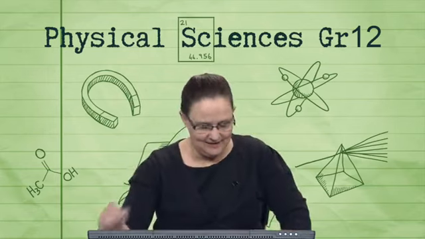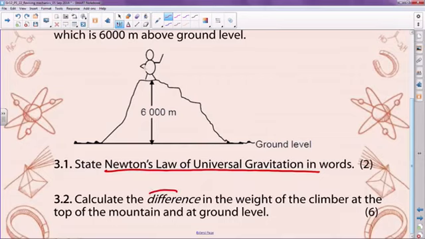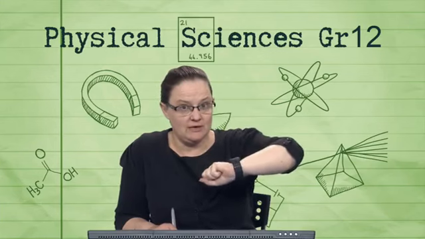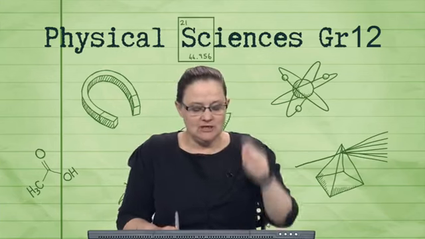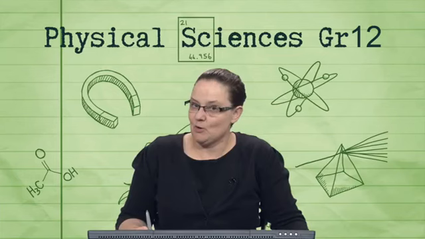Now, I love this question. Now, it says to you, calculate the difference in the weight of the climber at the top of the mountain and at ground level. You need your information sheets, okay? You need your information sheets. Calculate the difference in the weight of the climber at the top of the mountain and at ground level. It's 6 marks. That means you've got to use 2 equations, okay?